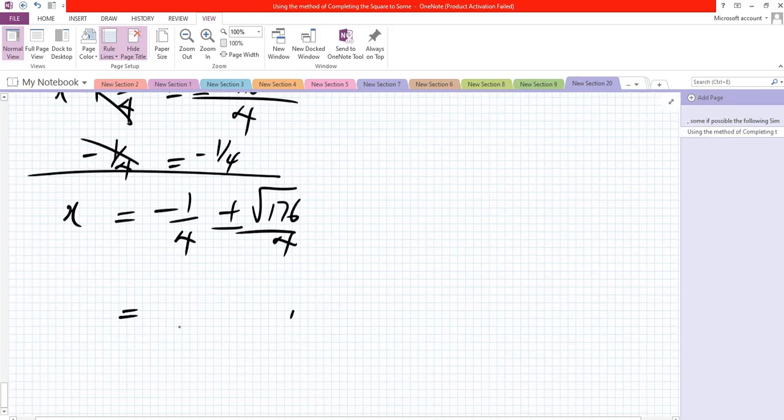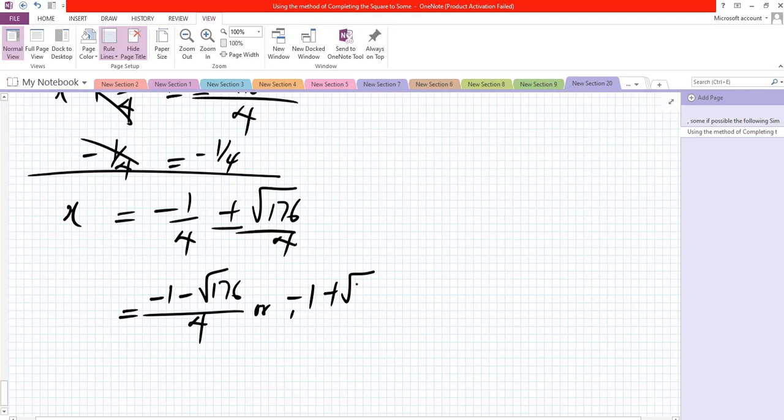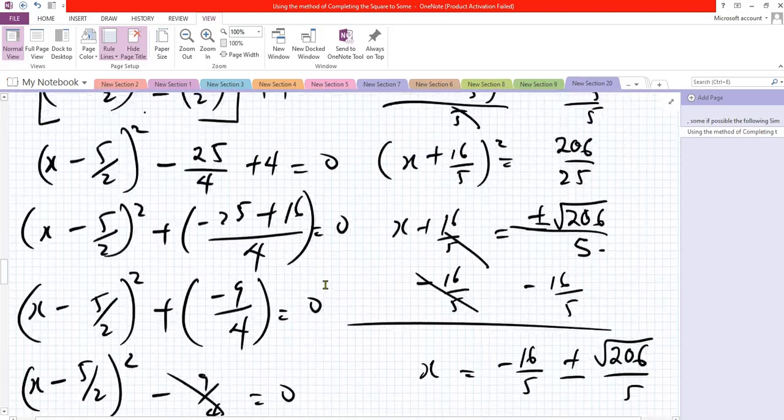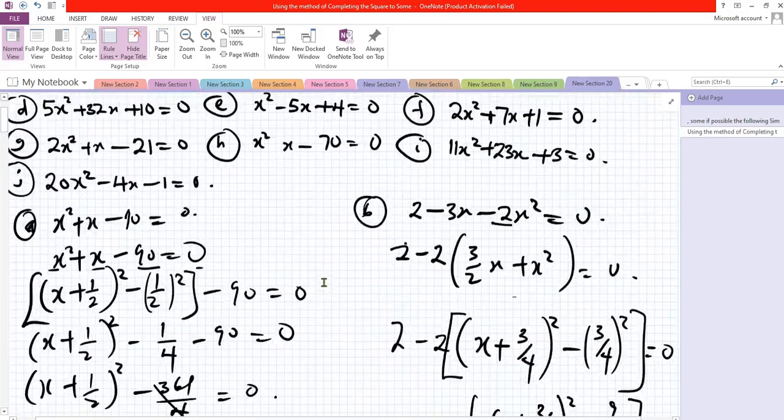Now, your x is now equal to minus 1 minus square root of 176 all over 4, or minus 1 plus square root of 176 all over 4. So that is the answer for that.